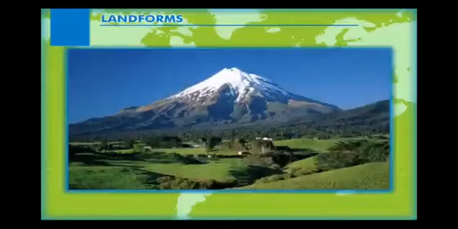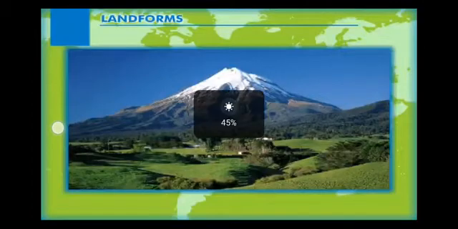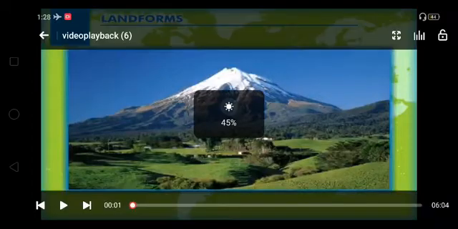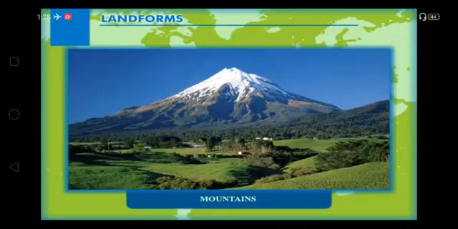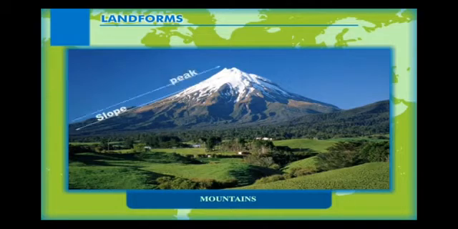Dear students, today we are going to study another chapter, the second chapter of geography, landforms. In this chapter, the first topic we are going to discuss is mountains. What do you mean by mountains? The mountains are the lifted part of the earth which have marked slopes and peaks.